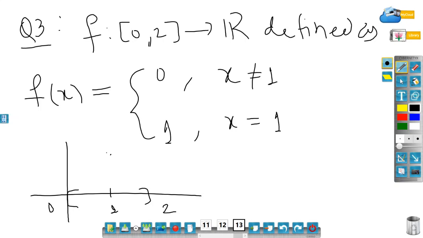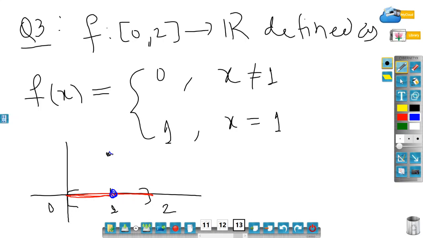So at x is equal to 1, this will take value 1. Everywhere else it is 0. When x is not equal to 1, then it is 0. So let me draw it with a red line, and I should have that discontinuity. At 1 I will put a blue point. That circle means that at 1 it is taking a jump of 1. So almost everywhere it is 0 except at one point, x is equal to 1.